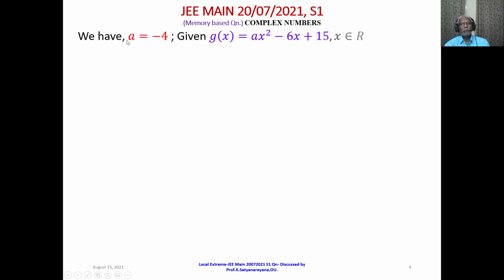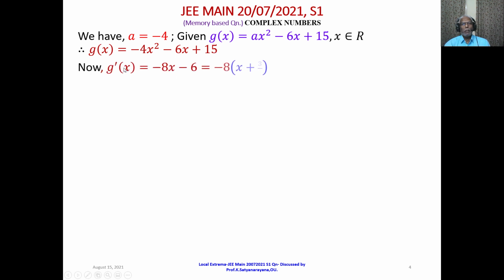We have a is equal to minus 4. Given g of x is equal to ax square minus 6x plus 15. Therefore, g of x will be, with a as minus 4, minus 4x square minus 6x plus 15. Now g prime x we calculate as minus 8x minus 6. Taking minus 8 common, minus 8 multiplied by x plus 3 by 4 is equal to 0 to obtain the critical point. So this implies x is equal to minus 3 by 4 is the critical point of g of x.